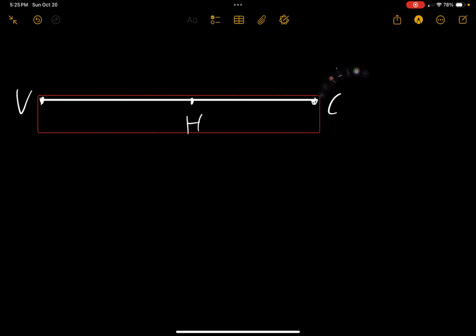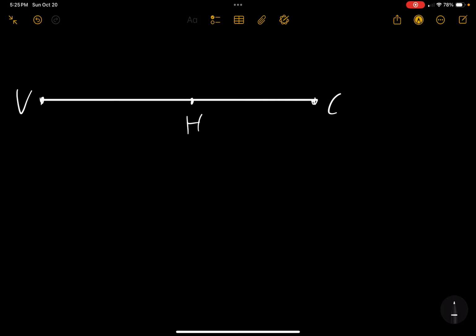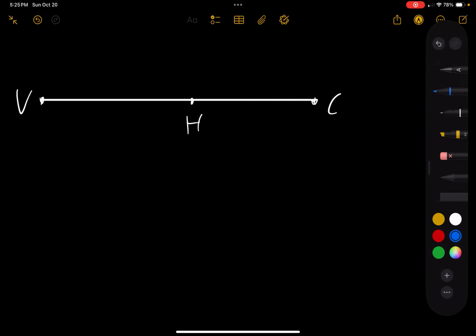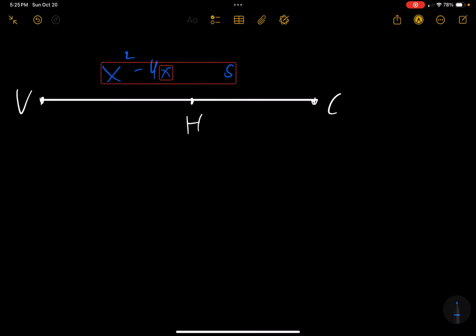Trying to write it out. Now let's take UHC. And let's set this side to x squared minus 4x. Wait, hold on. How will we go about solving this?